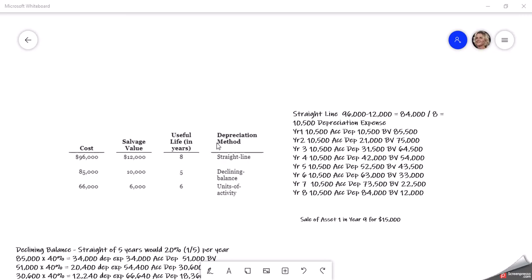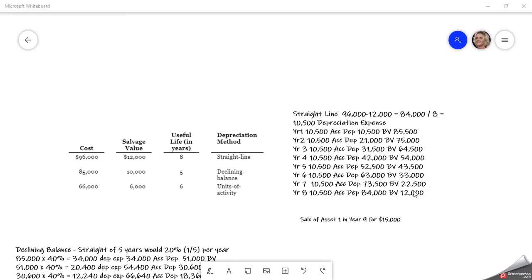We will divide that by our 8 years to come up with $10,500 of depreciation expense each year. So you can see that's exact same. So from year 1 to year 8, we're taking $10,500 of depreciation. Then what is building here, though, is our accumulated depreciation. So each year that balance increases by the $10,500 that we expense. So then when we get to our last year, year 8, we should have accumulated depreciation for the entire $84,000, which was our depreciable base up here.